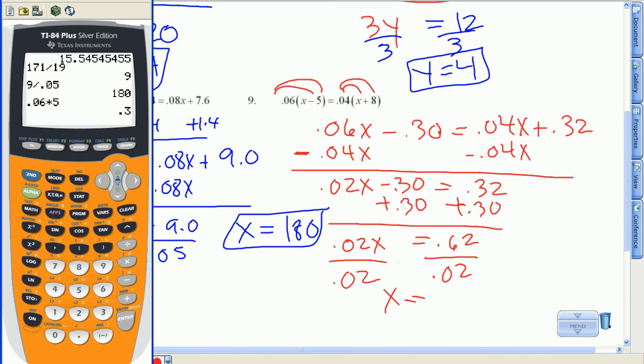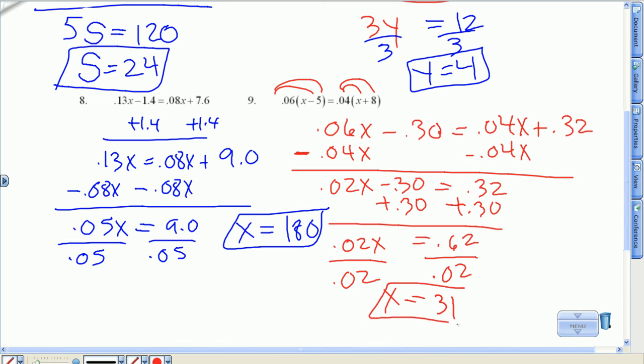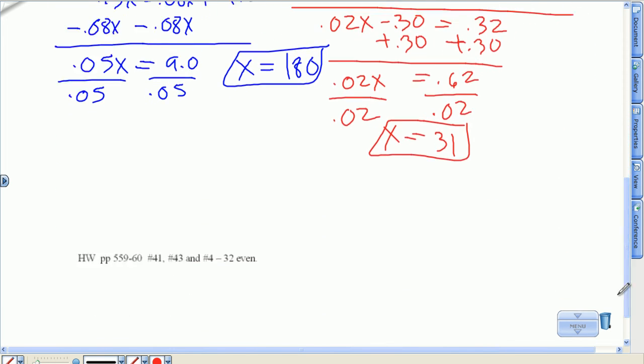I'm kind of doing the work in my head to see if I can get a handle on decimals, and I suggest you do the same thing. They're tricky, but look, I thought it was 31, but I checked it, and it is right. Okay, so let's see here.